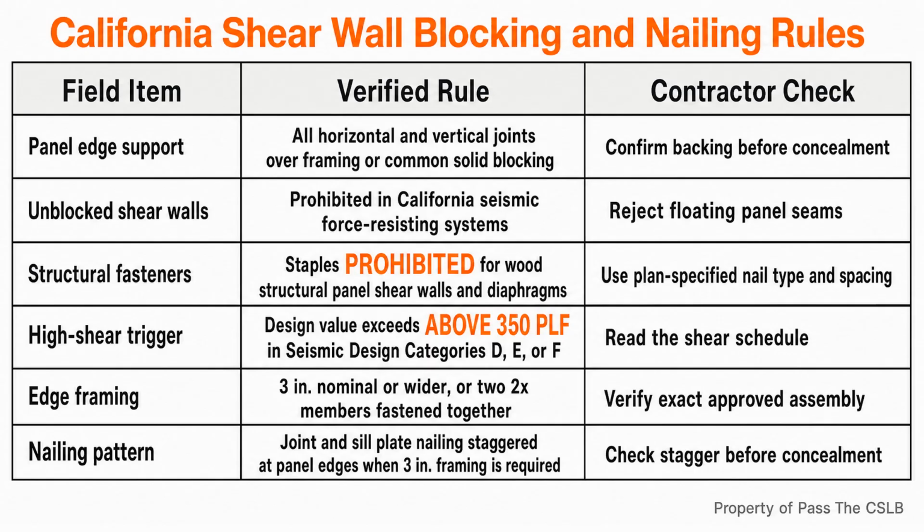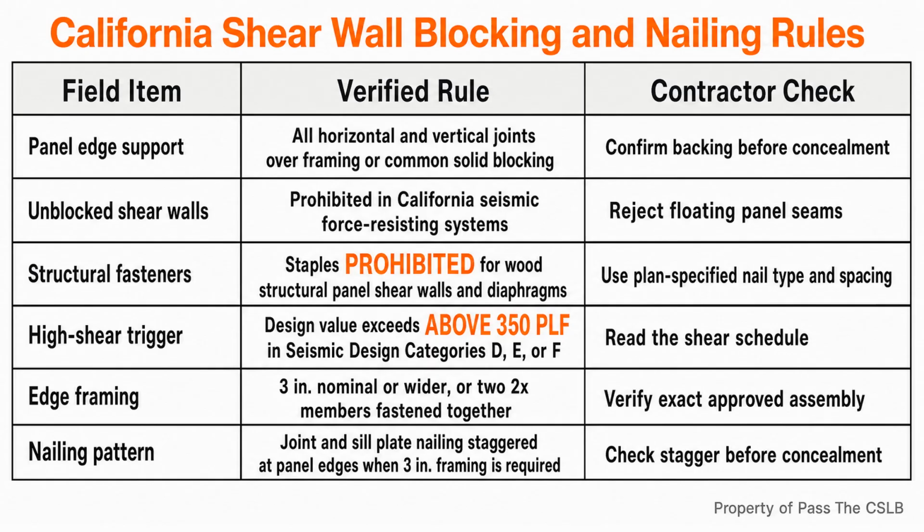High-capacity panel joints are where fastener density and wood behavior collide. When the shear design value exceeds 350 pounds per linear foot in Seismic Design Categories D, E, or F, adjoining panel edges require framing that is 3 inches nominal or wider, or 2 2x-members fastened together as permitted by the approved design. When that wider framing is required, the joint nailing and sill plate nailing at panel edges must be staggered. The reason is practical and visible.